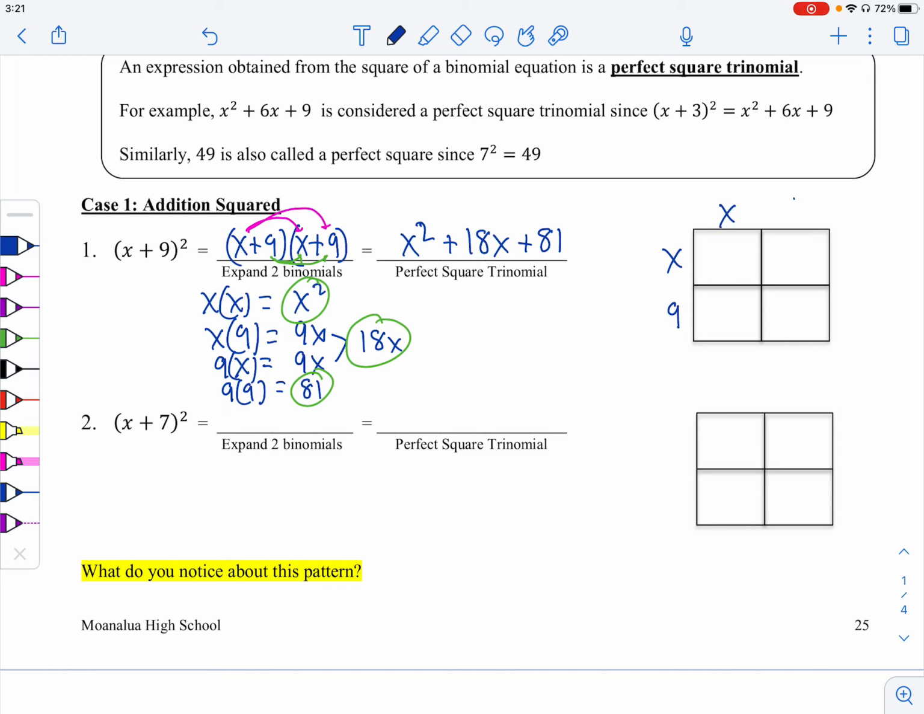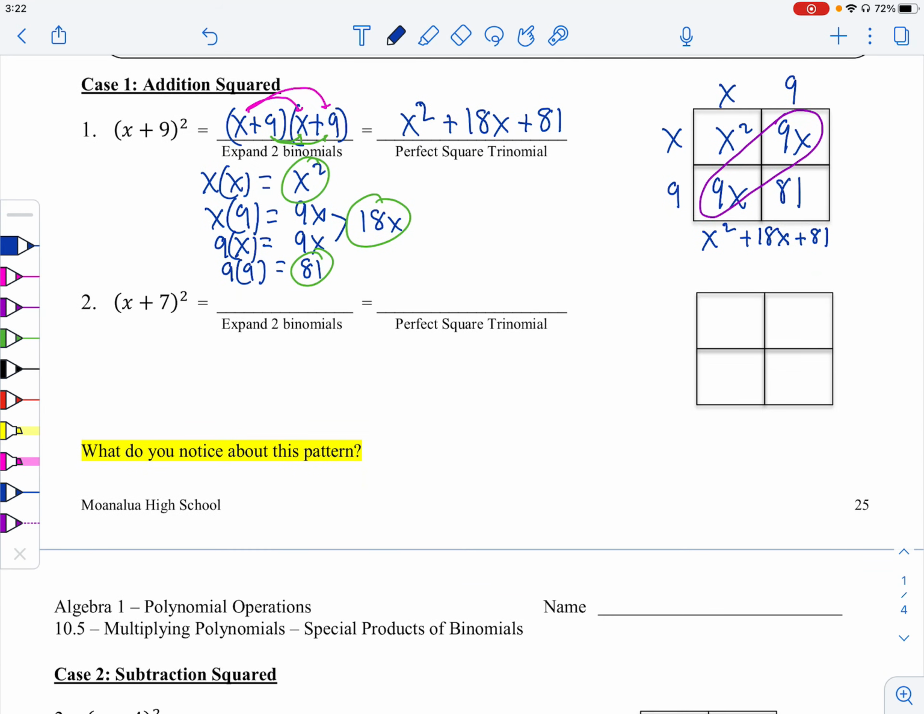In the box method, same thing: x times x, x squared. X times 9, 9x. 9 times x, 9x. 9 times 9, 81. Middle terms always combine, right? So x squared, 9 plus 9, 18 again, 18x, and then plus 81. So we end up with the same answer.